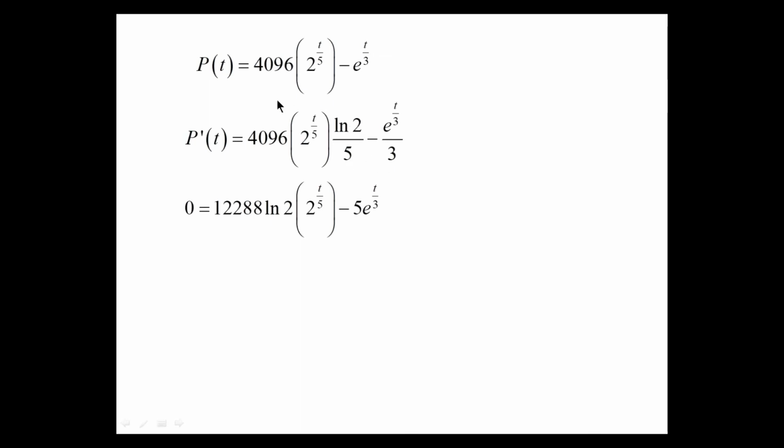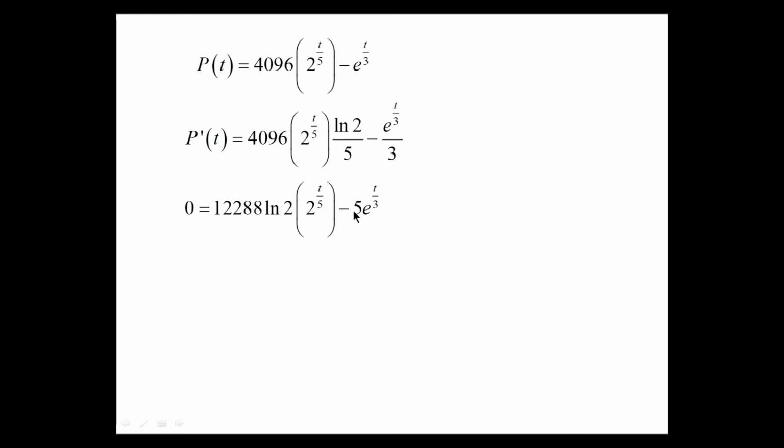15 over 5, so with this term, which is all factors, is multiplied by 15, it's 15 over 5, which is 3. So it's 3 times 4,096, times the ln 2, times this factor. And 15 again times this, divided by 3, is 5. So it's minus 5 e to the t over 3. And so now there's no fraction.